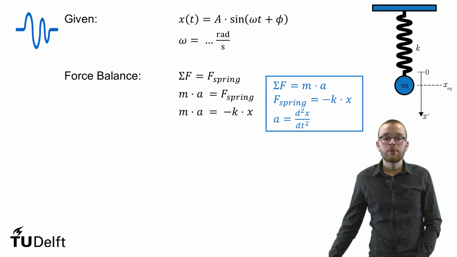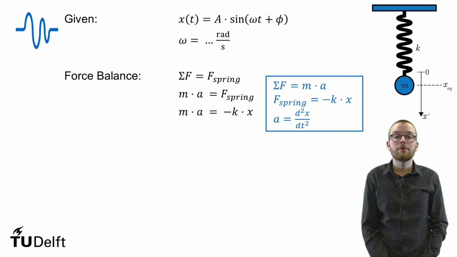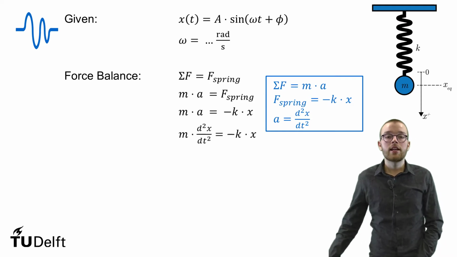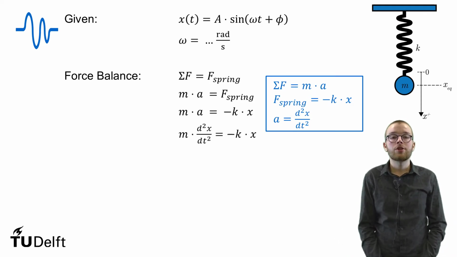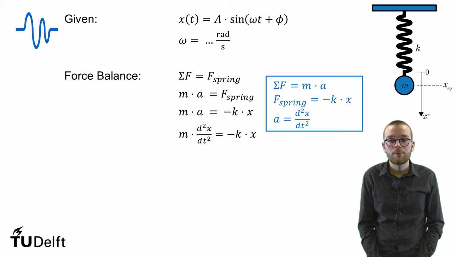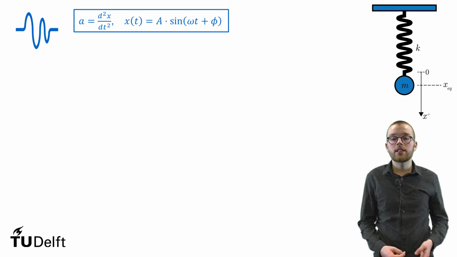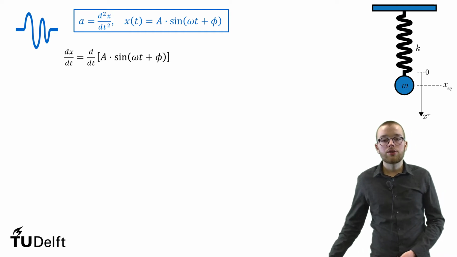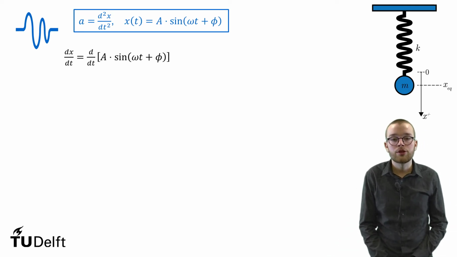Also remember from the lecture that the acceleration is given by the second derivative of position with respect to time. Plugging this into our force balance yields the following differential equation, which you have seen in the lecture as well. Now, in order for us to show that the equation of motion is indeed a solution to this differential equation, we'll have to plug it into it. For this, let's determine the acceleration or second derivative of our equation of motion first.